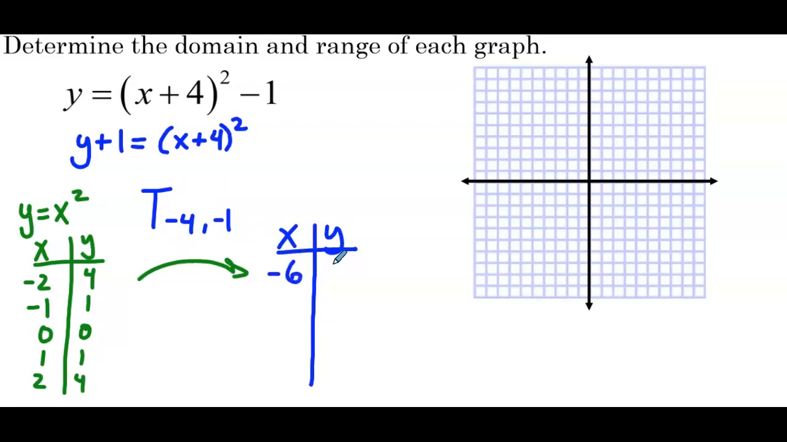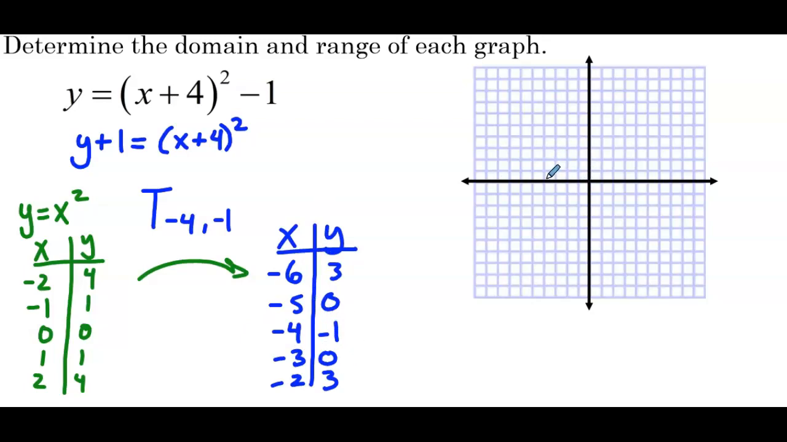So we have (-6, 3). Then we'll have (-5, 0). (-4, -1). (-3, 0). (-2, 3). So notice the vertex is (-4, -1), right? So identifying that translation is the same as identifying the vertex. And we can plot these points.